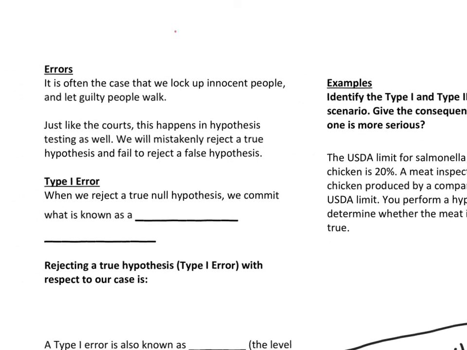H naught is that the person is innocent. And then HA, the alternative, is that they are guilty. So what ends up happening in a court case is they go through everything, they provide all the evidence, and at the very end of the court case, they make a decision, which is the person is innocent or guilty, and then they say the evidence supports or does not support that.